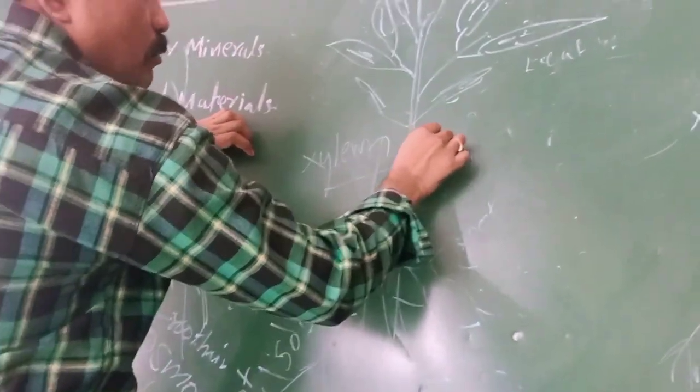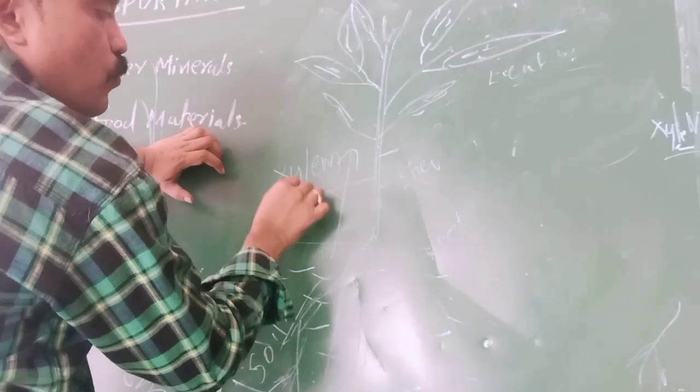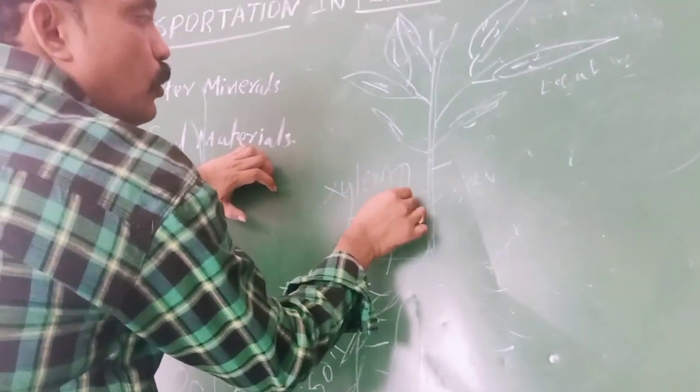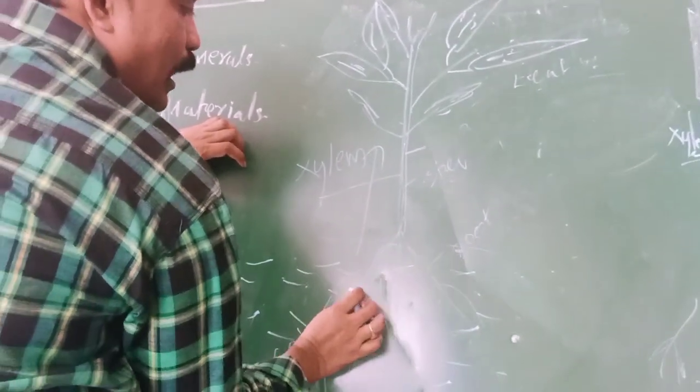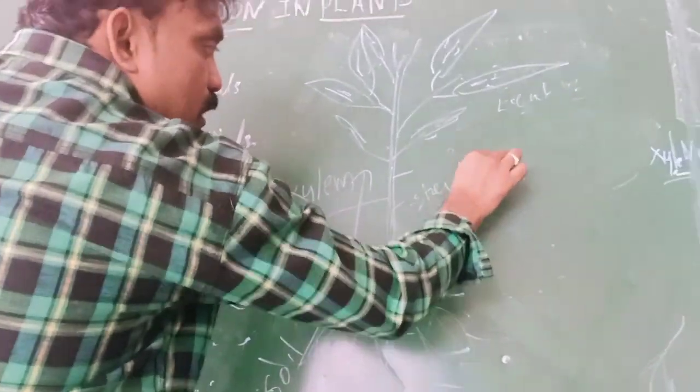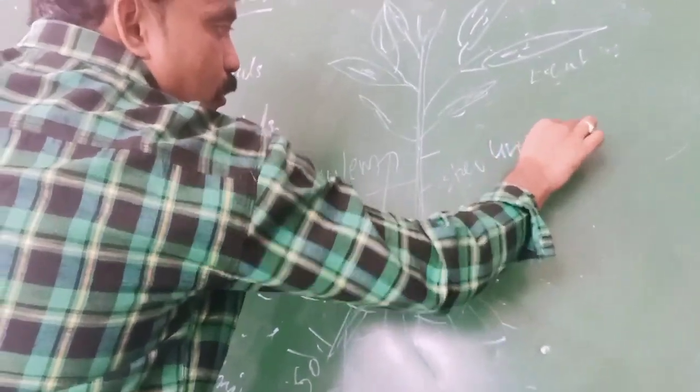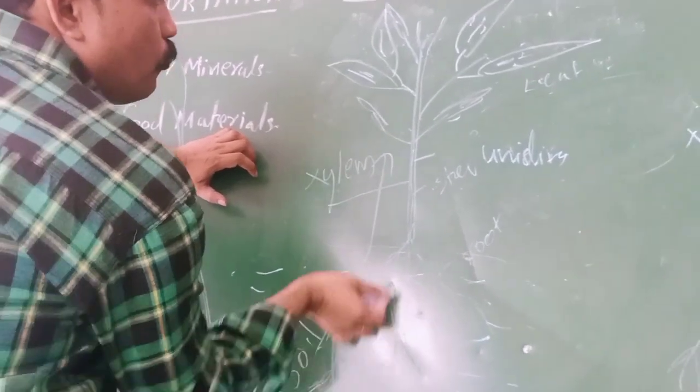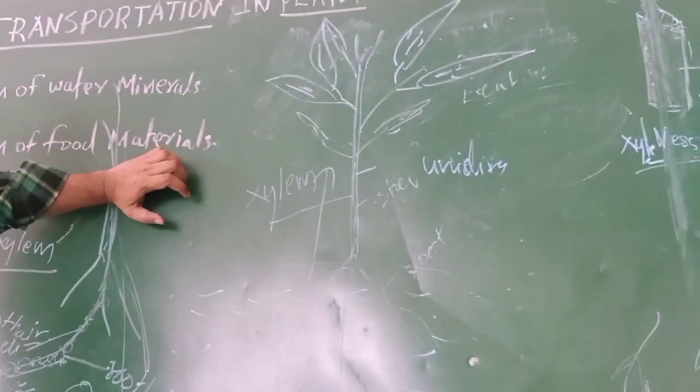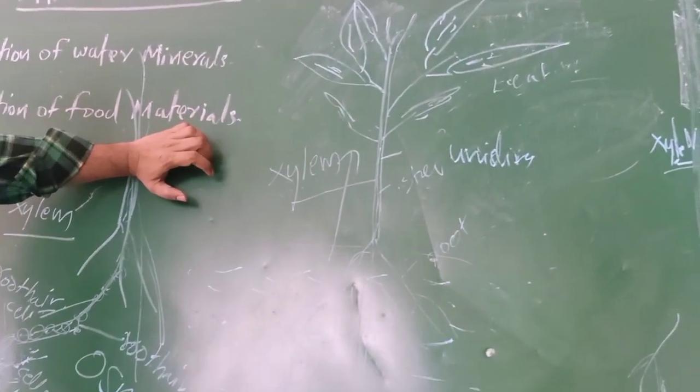So xylem is useful to transport water and minerals throughout the plant body only unidirectionally. Unidirectional means single directional. That means downward to upwards. It is supplying the water.